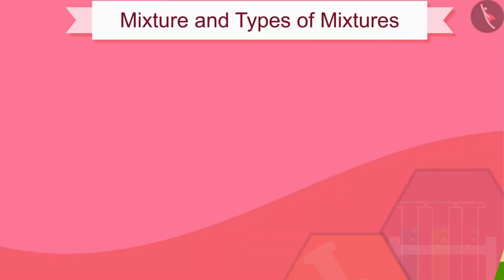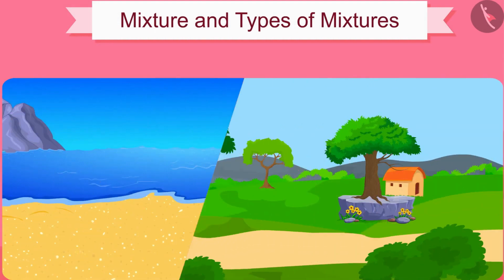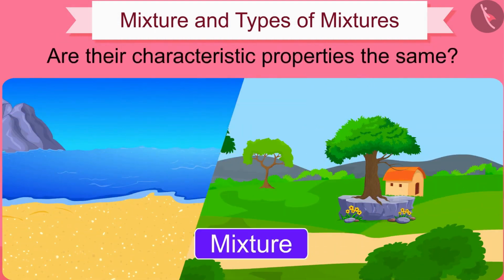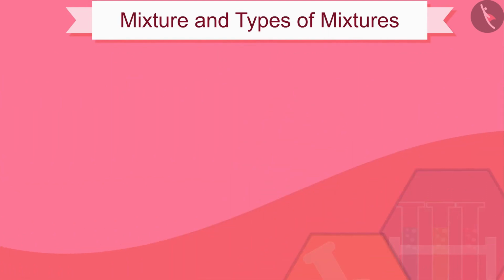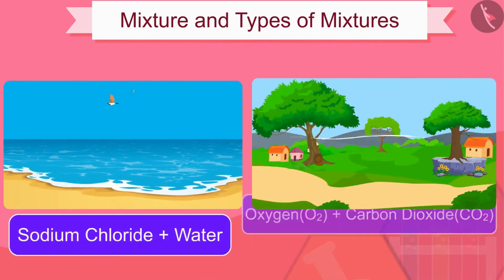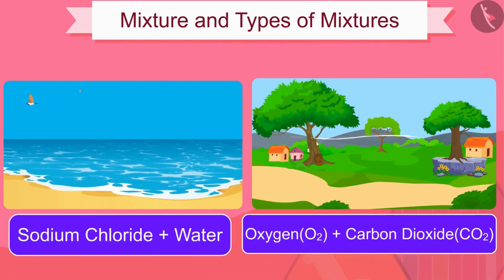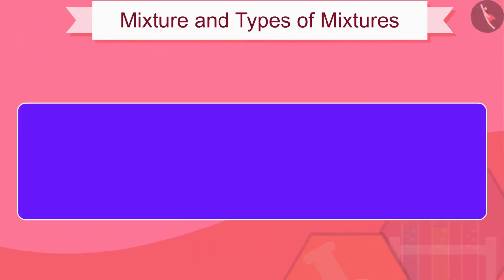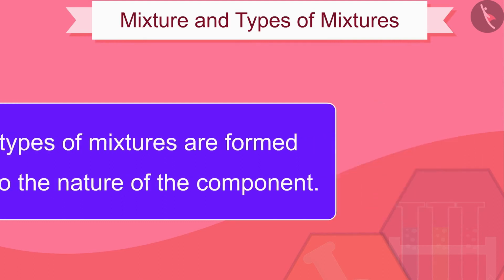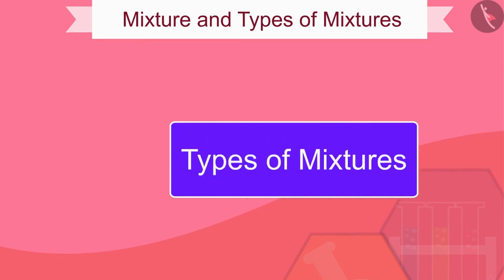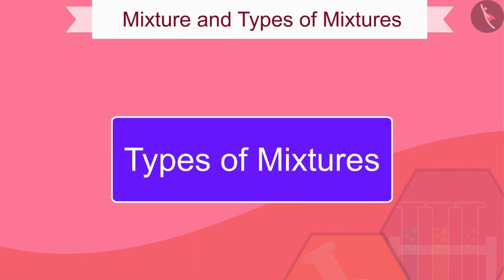Friends, seawater and air are both mixtures. But are their characteristic properties the same? Of course not. This is because they are made by mixing different ingredients. Different types of mixtures are formed according to the nature of the components. Let us now discuss the types of mixtures.